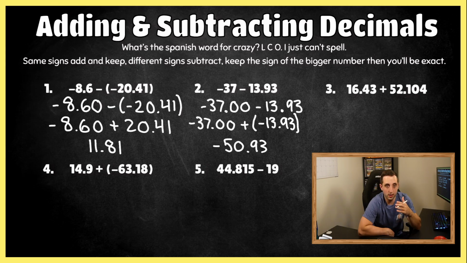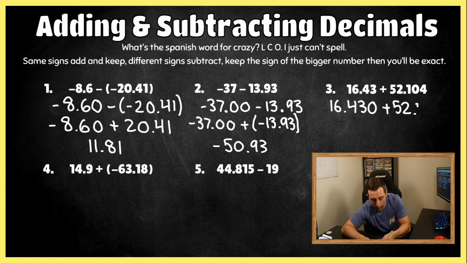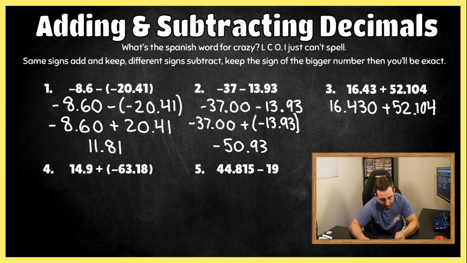However, I want to make sure that I throw in a 0 behind the 3 because the one has 3 numbers behind the decimal point and the other one has 2. So let's go ahead and rewrite that real quick. So we have 16 and 430 thousandths plus 52 and 104 thousandths. And then just because of my webcam, I don't think I'm going to have enough room. I'm just going to write it where my previous one was. So we're going to write 52 and 104 thousandths first, plus line up your decimal points.